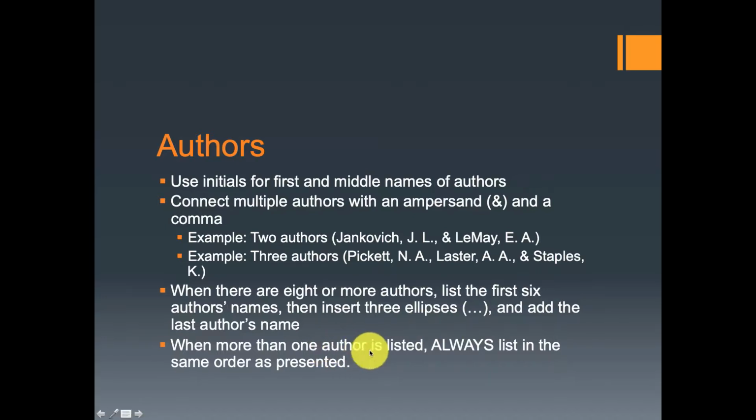When more than one author is listed, you always are going to list them the way they're presented in the article. Basically, it goes in order of importance. So it might not be alphabetical order, but you would still list it exactly the way it's listed in the article.